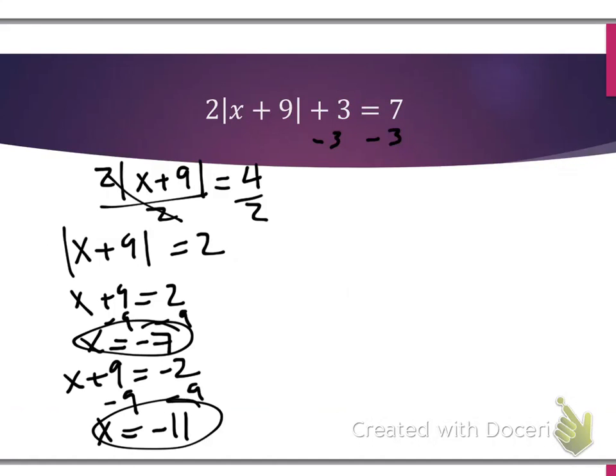So we got to test these. Go back to the original equation. Remember, you're only going to work the one side. Go in, work the inside of it first. So negative 7 plus 9 should get me 2.